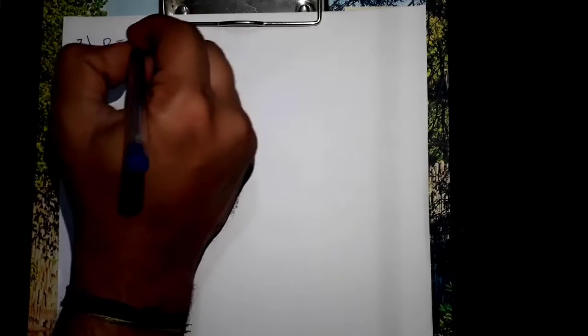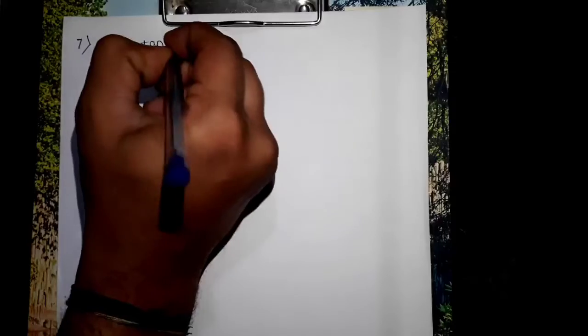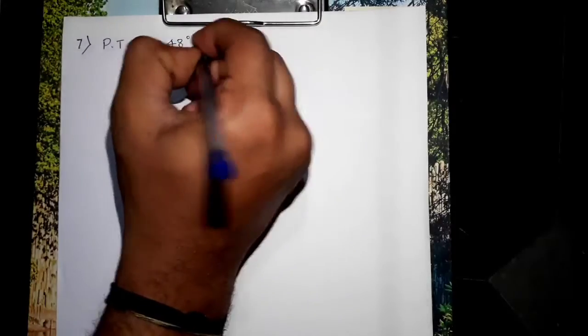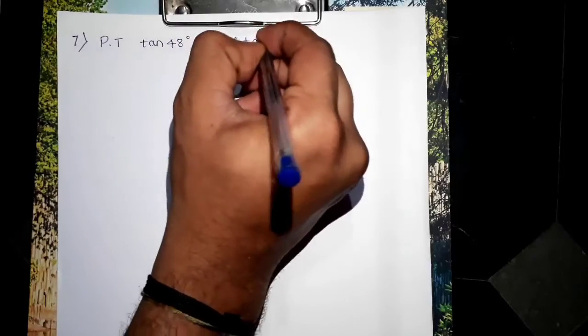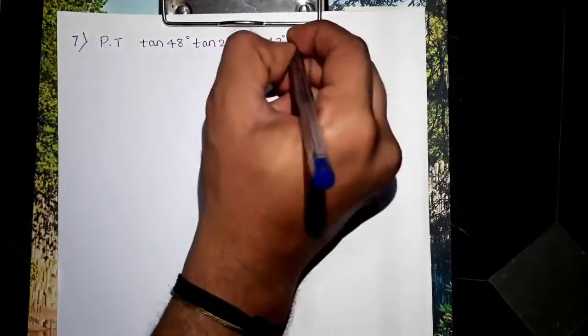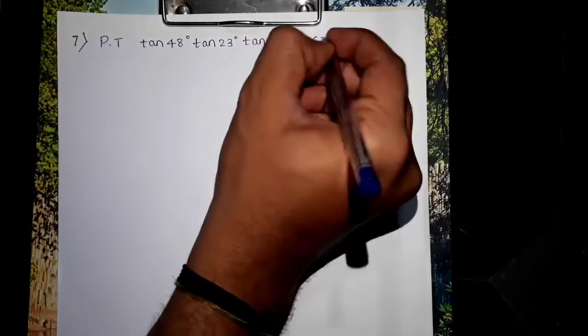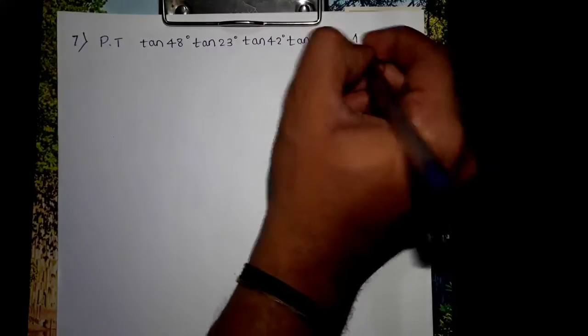Now let us go to the next question. That is question number 7. It is, prove that tan 48 degree into tan 23 degree into tan 42 degree into tan 67 degree is equal to 1.